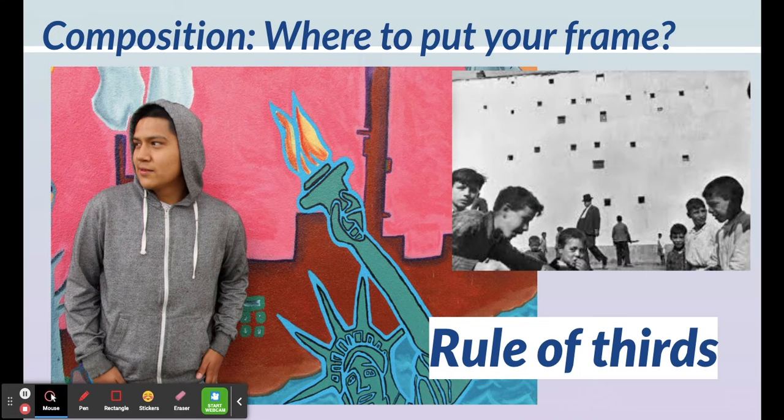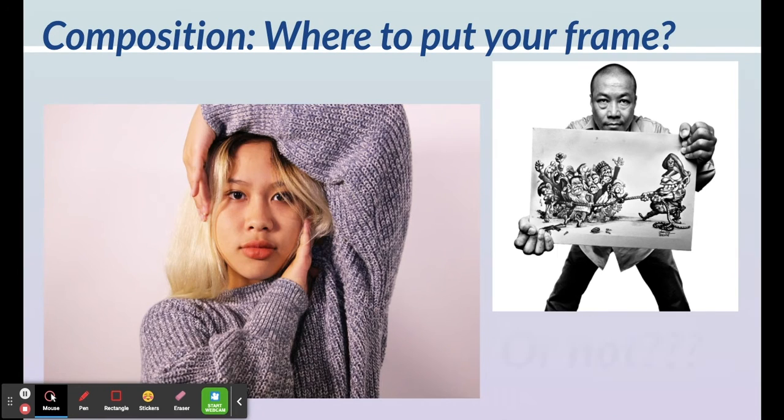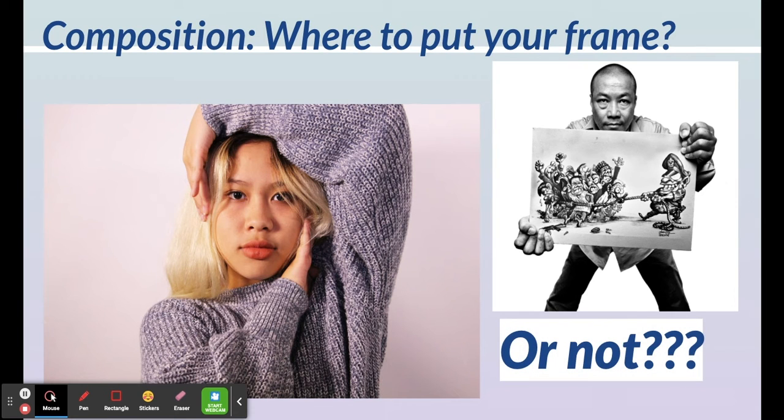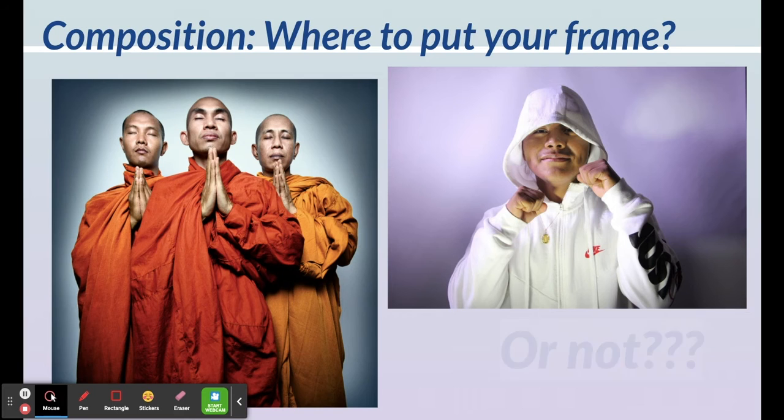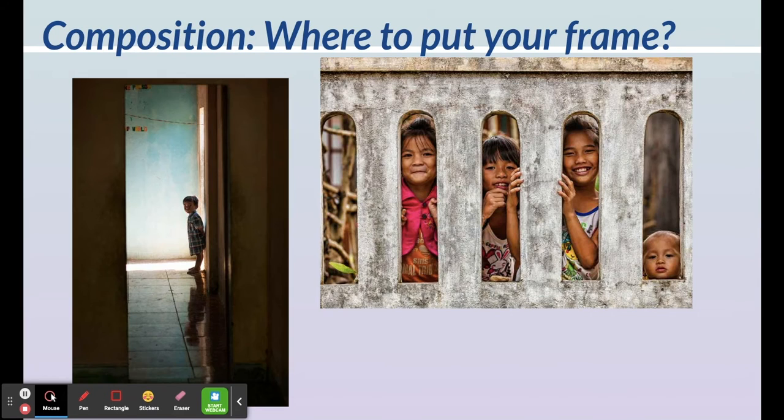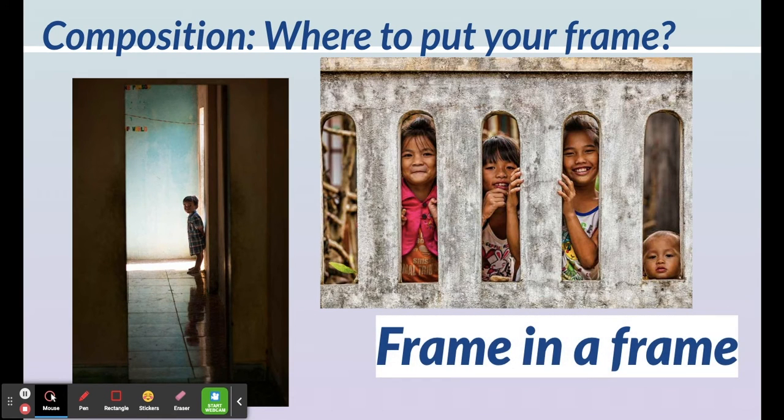It's called the rule of thirds, but should you use it every time? Maybe not. Here's two great photos where the subject is right in the middle of the photo. And here's two more.